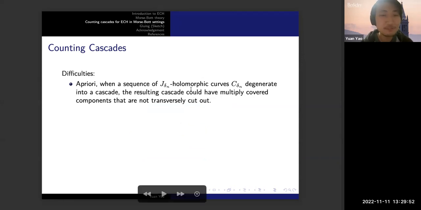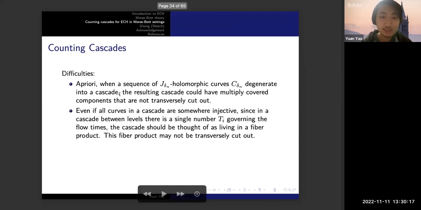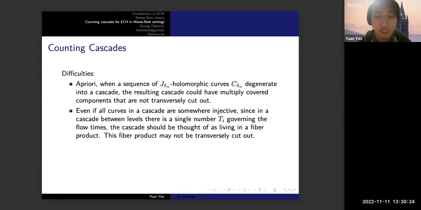Okay, so there are some difficulties with this picture, as is often the case. When a sequence of J-holomorphic curves degenerate into a cascade, this is some kind of SFT type degeneration. And the resulting cascade could definitely have multiply covered components, and that destroys any hope of transversality in the classical setting, at least. Furthermore, even if all the curves in a cascade are somewhere injective, there are still issues.